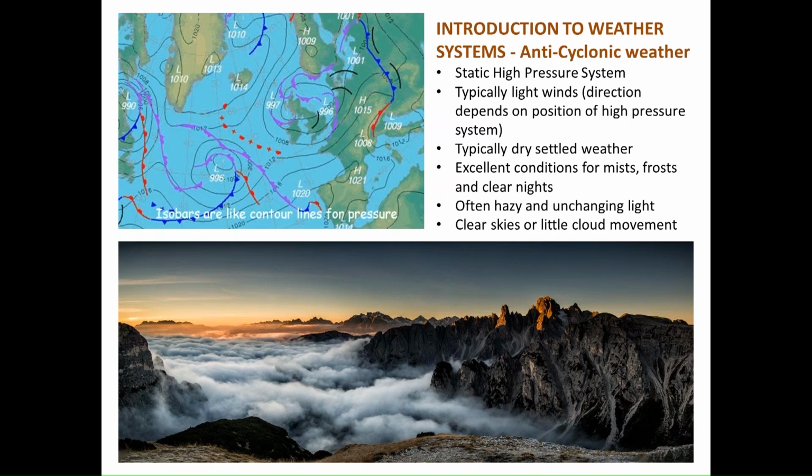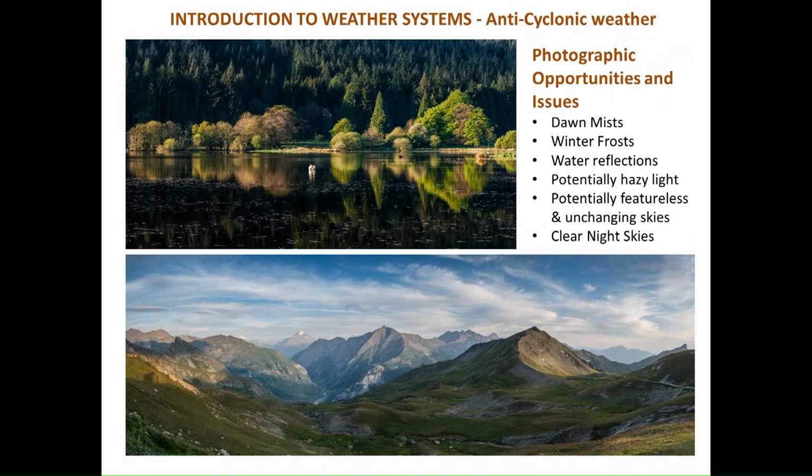Sun comes up, blue sky, sun goes down. So it's great if you want whitewashed buildings against a blue sky, but not much else happens. So this can be a bit tricky, but it does have opportunities. So just a few examples here. Mists at dawn. Very still air where you want reflections in water. Frosts in winter because temperatures drop quite significantly in high pressure weather systems.